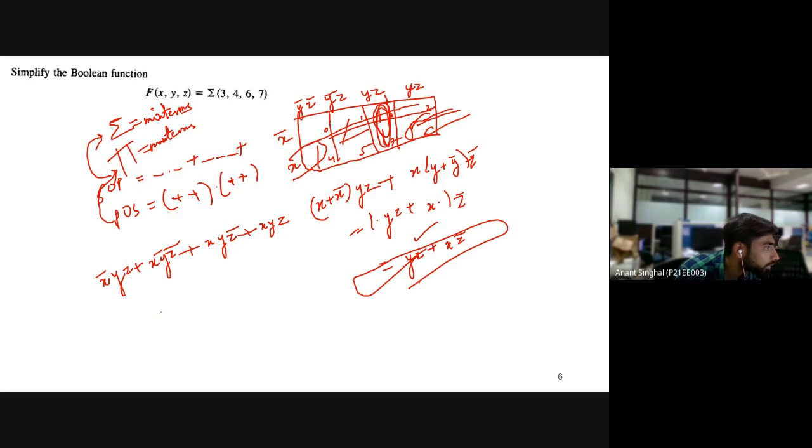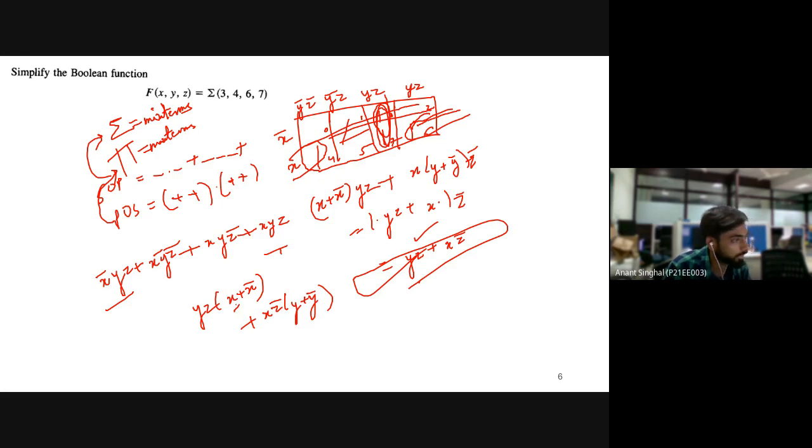x bar, y bar, z bar. So I'll take common yz. I'll take this, the last term, and the middle two terms after that. So I'm taking from the last first. If I take yz as common, it will be nothing but yz times x plus x bar. And from the rest two terms, I'll take xz bar as common. It will be nothing but y plus y bar.